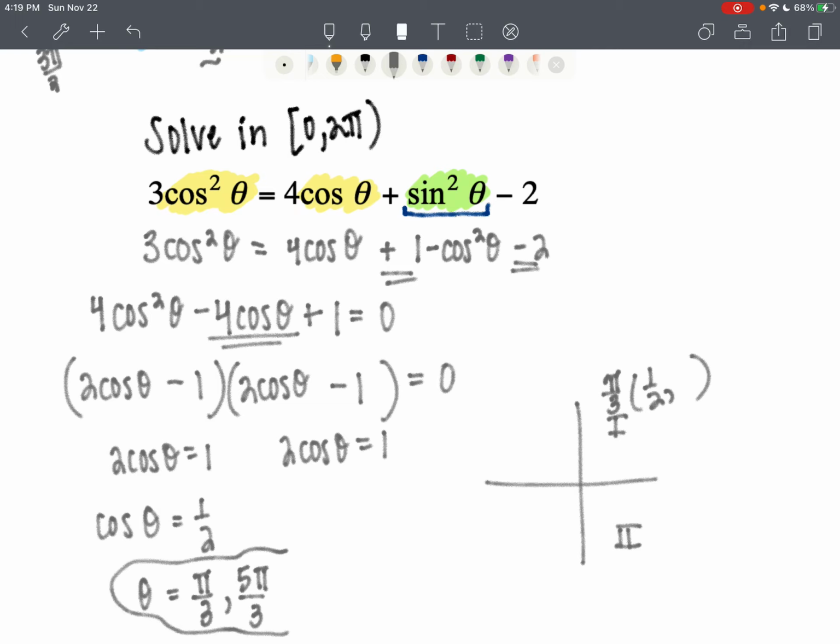I said 2 and I meant 4, and I think you knew I meant 4. I hope you knew that I meant 4. I don't know why I said 2. It's definitely 4. Pi over 3 and 5 pi over 3 are our solutions.